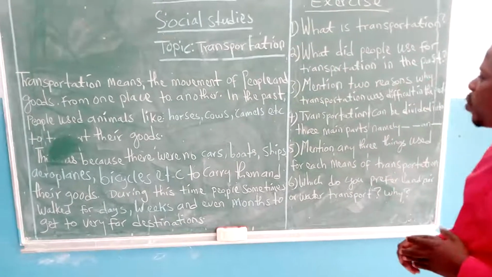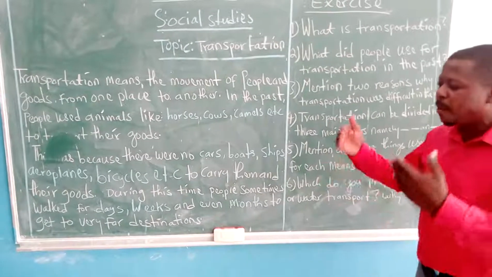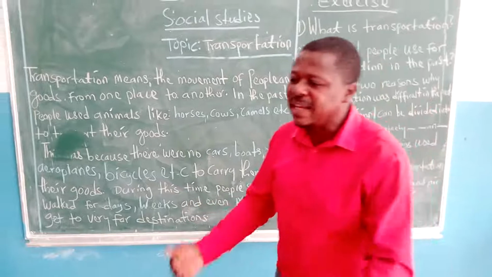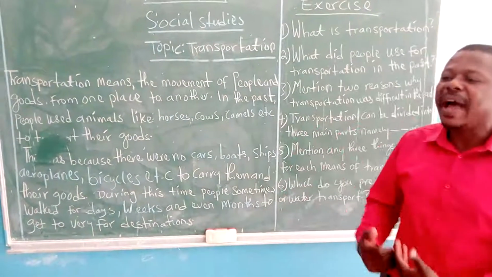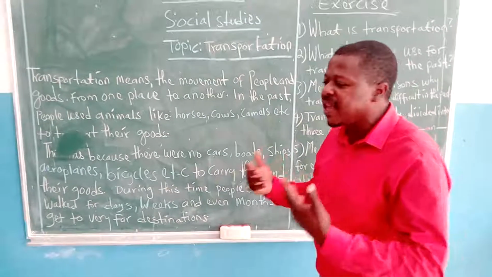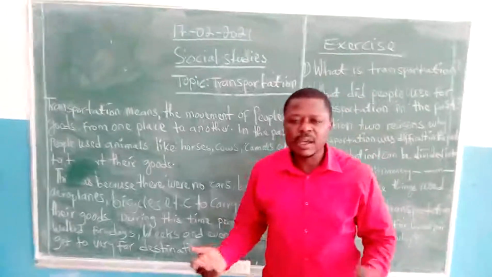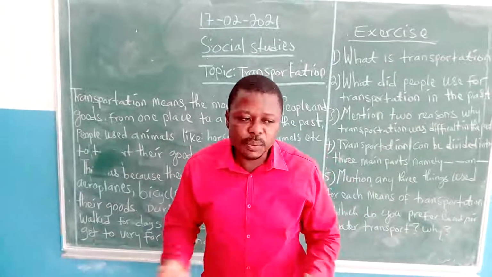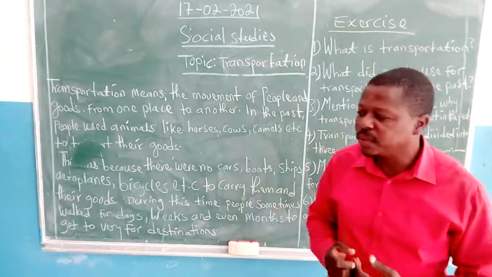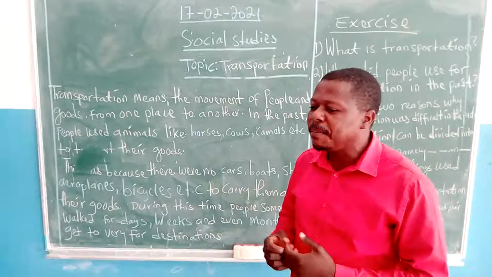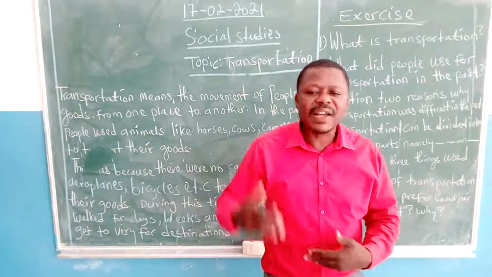Now we are going to look at transportation in our modern days, transportation in our present modern days. It is quite different from transportation in the old because in our modern day we have many things that have been invented by science. We have cars, we have trains, we have planes, we have helicopters, we have boats, ships, submarines that we use for transportation today. So it means that people can actually move from one point to another with their goods today faster than it was in the past.